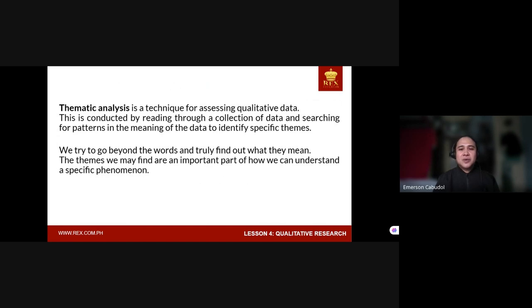Thematic analysis is a qualitative data analysis technique used to identify, analyze, and interpret patterns of meaning or themes within a data set. It involves a thorough reading of the data, for example, interview transcripts, focus group notes, to identify recurring ideas, concepts, or patterns of behavior. The goal is to go beyond the surface levels of the data and uncover the underlying meanings and significance of the themes, providing a deeper understanding of the phenomenon being studied.